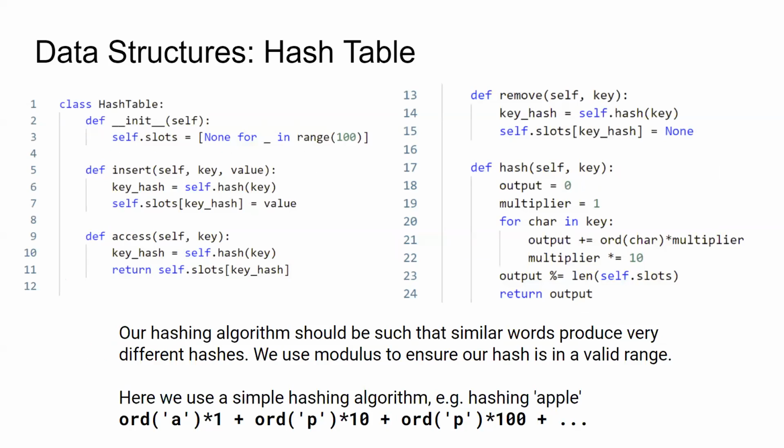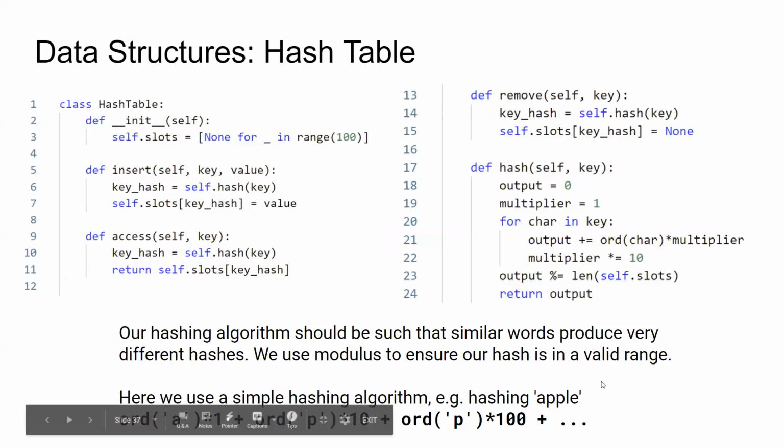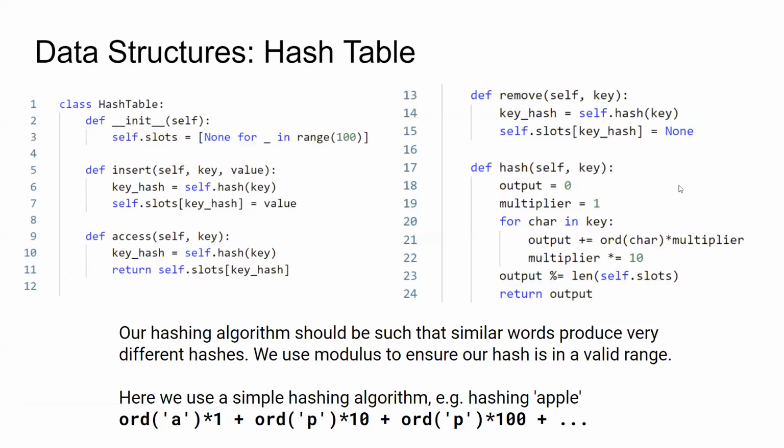But yeah, so anyway, we just have a running multiplier of 1, and then we multiply by 10 every time. So for example, like hashing apple, you can see here, it's the ASCII value of A times 1 plus the ASCII value of P times 10 plus the ASCII value of P times 100, and so on. So we iterate through the characters in the string, and we just multiply the ASCII value by a running number.